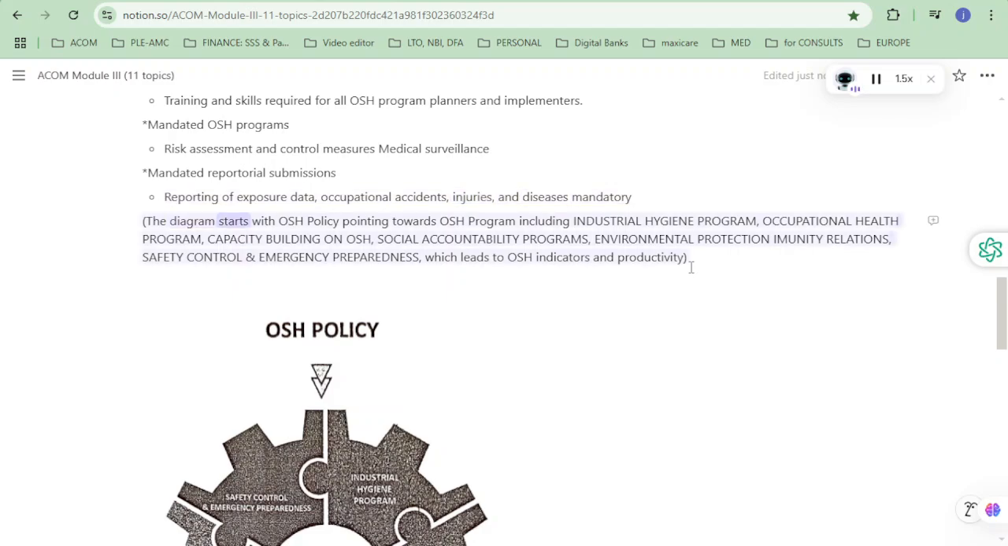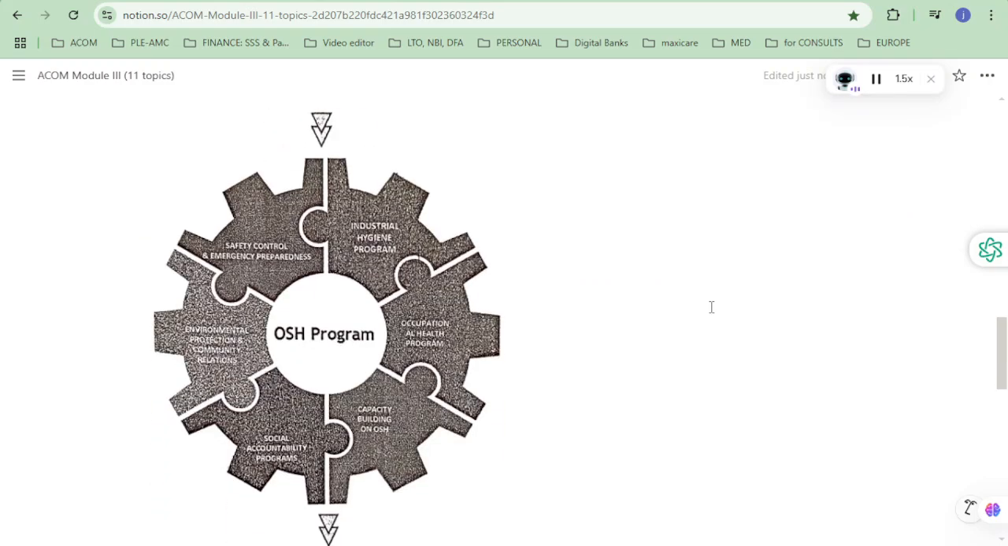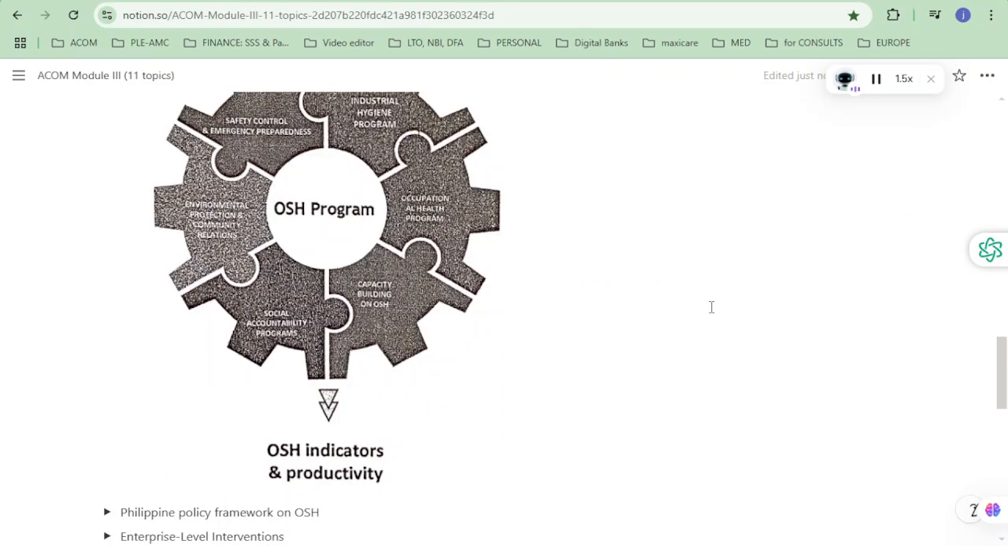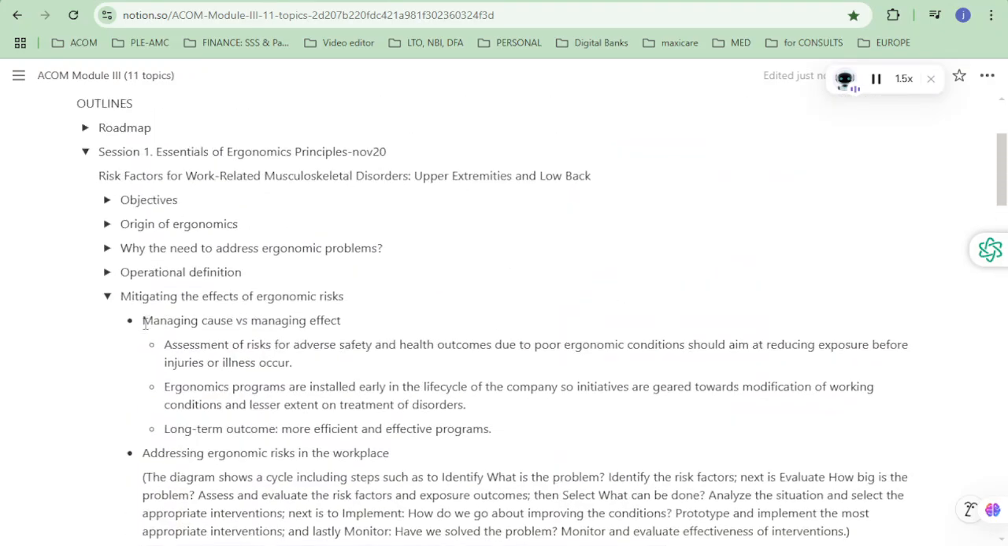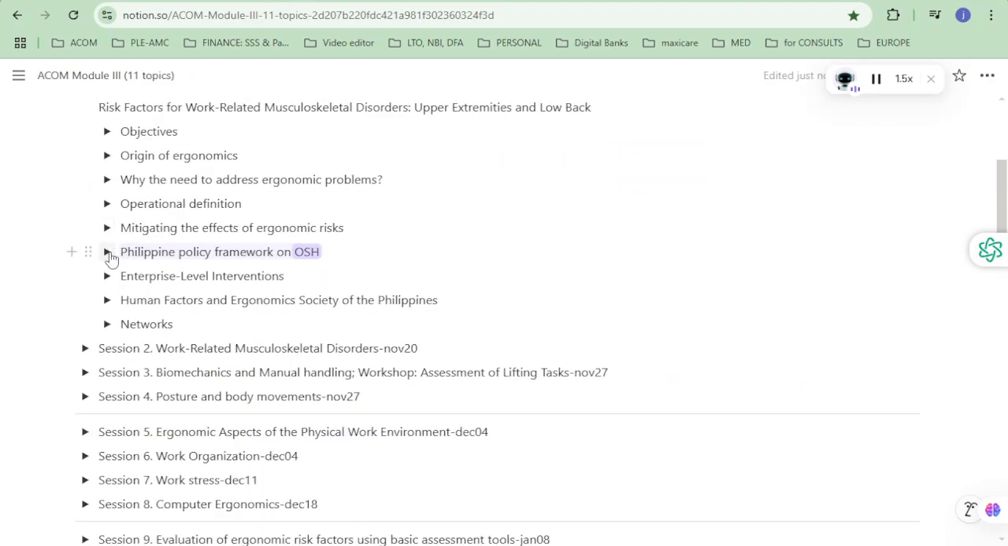The diagram starts with OSH policy pointing towards OSH program including industrial hygiene program, occupational health program, capacity building on OSH, social accountability programs, environmental protection, labor relations, safety control and emergency preparedness, which leads to OSH indicators and productivity. ASCII. Alt. Philippine Policy Framework on OSH.